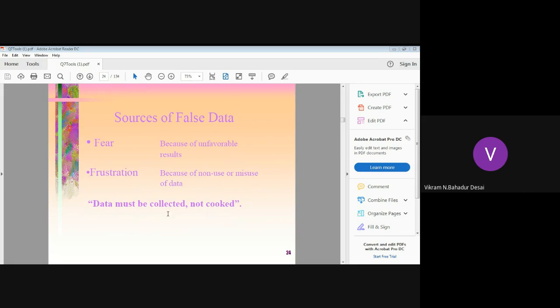So data must be collected, not cooked. That is very important. You should be able to collect real-time data. Whatever machine breakdown happens, it should be brought immediately, and that data should go to the manager's mobile. The information should go instantaneously. If something happens in the night shift and the manager comes to know only the next morning, you would have lost that time.